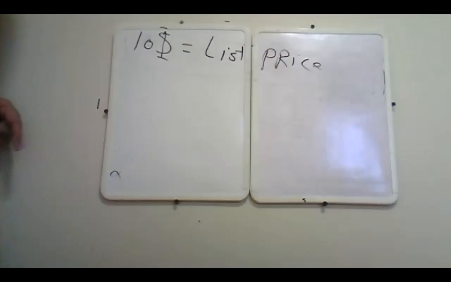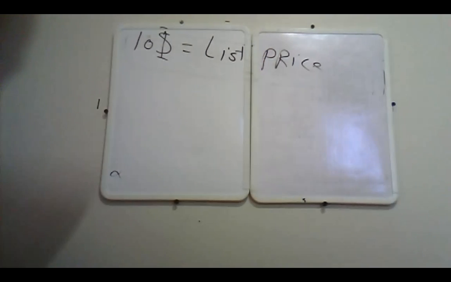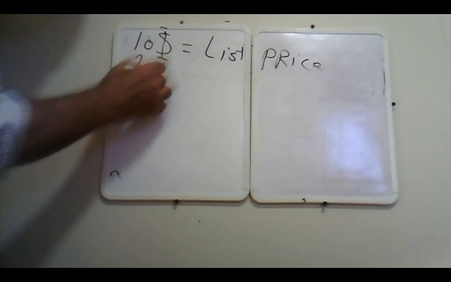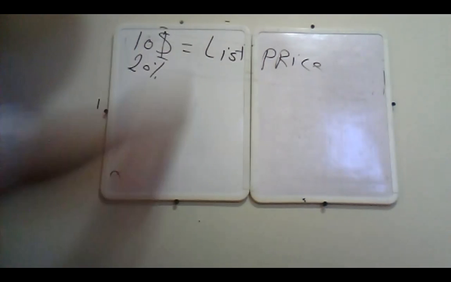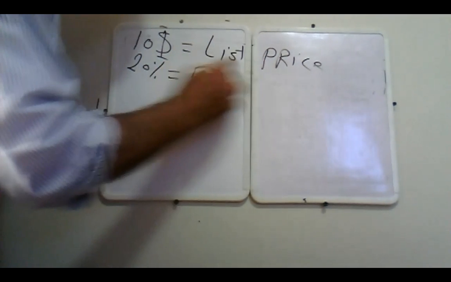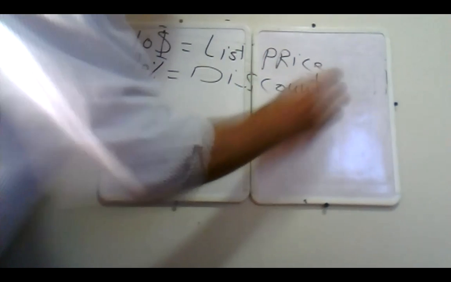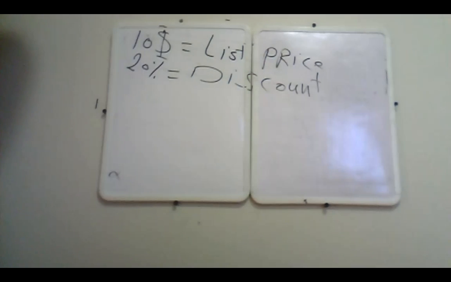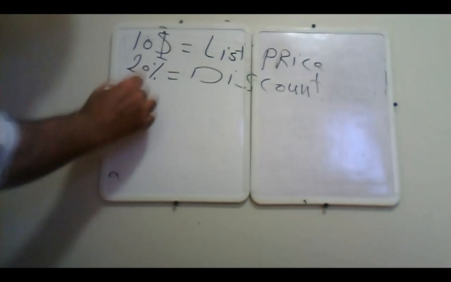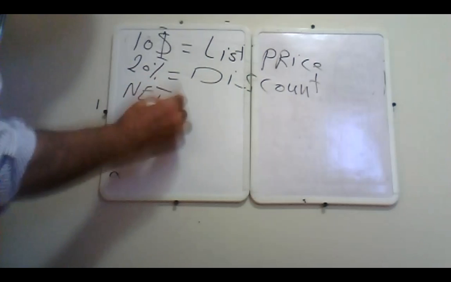Okay, $10 is the list price, and you will take 20% as discount. So you want to know what is the net price.